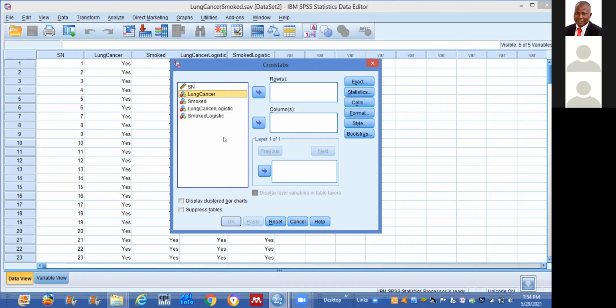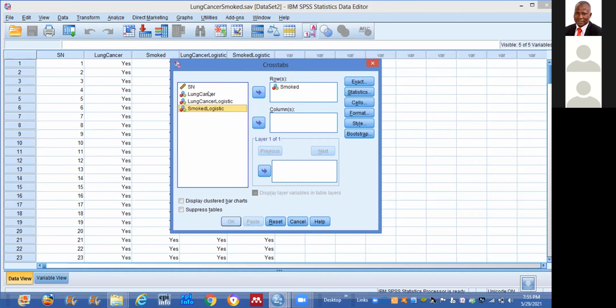So smoke will be the exposure now. Smoke will be the column. No, lung cancer is the column. Smoke is still the exposure, even though the lung cancer came before this, but smoking is still the exposure. Lung cancer is the column, yes. No, it's not smoke logistic. Remove that. It's smoke, not the ones I just coded. Ordinary smoke and ordinary lung cancer. Okay, remove that.